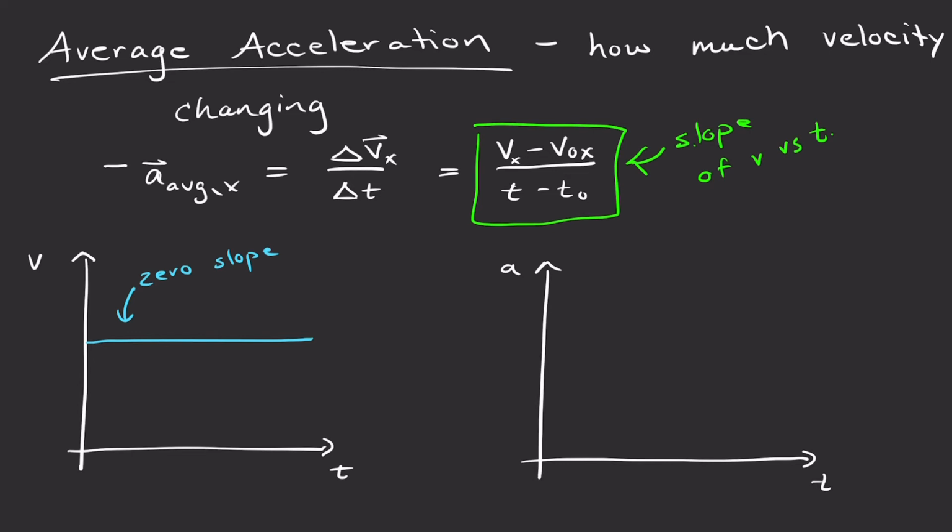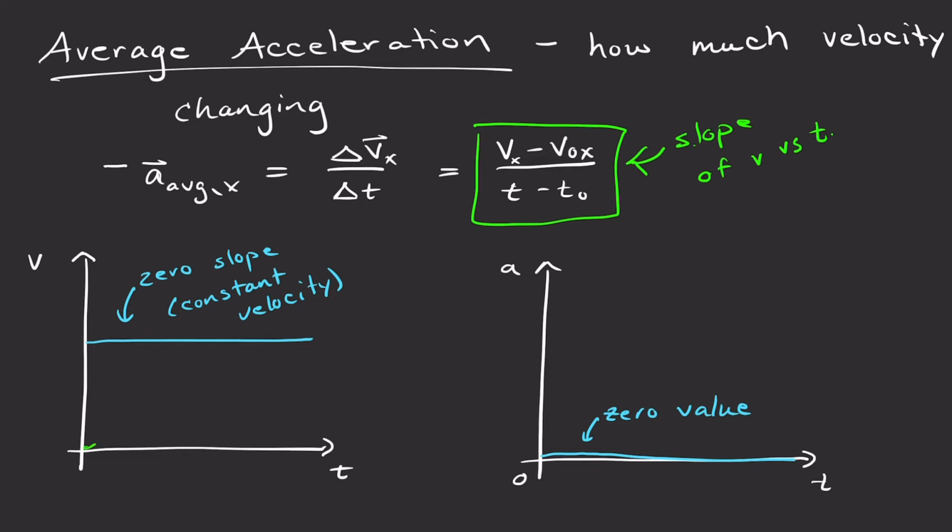Since our velocity value is remaining constant, we may call this constant velocity. Well, since the slope is zero, that must mean our acceleration value is zero. And since it's remaining zero, acceleration should remain zero. So acceleration has a zero value everywhere.